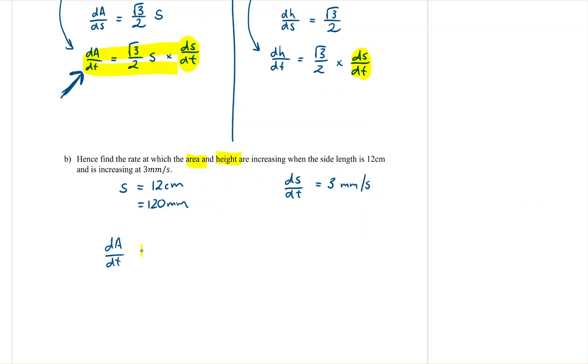So I have root 3 over 2 s, but what's s? 120. Yeah. Times ds over dt, but what's that? 3. Okay, so 120 times 3, that's 360, divided by 2 is 180 root 3. Don't go to decimal if that's what you were doing. Just leave it in surd form, please.